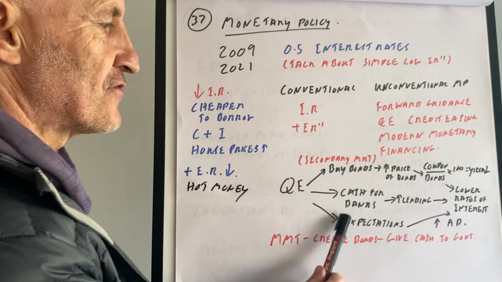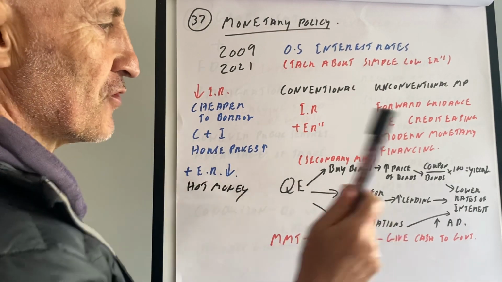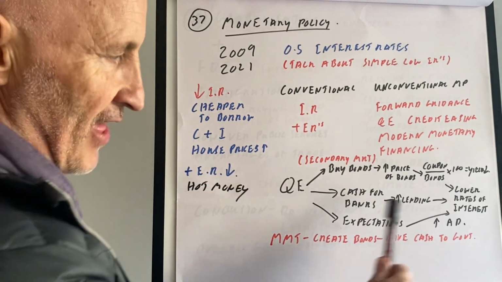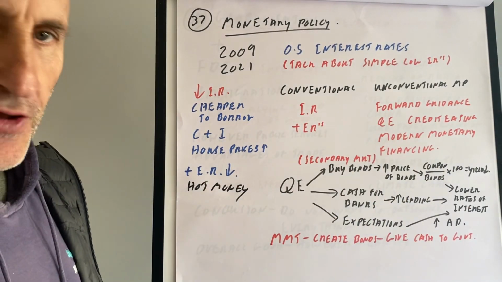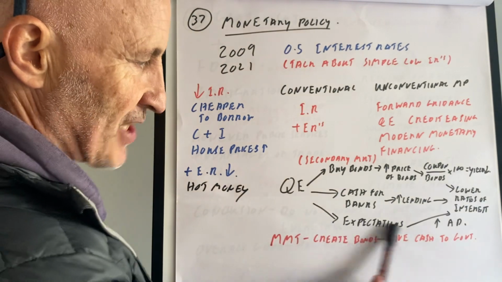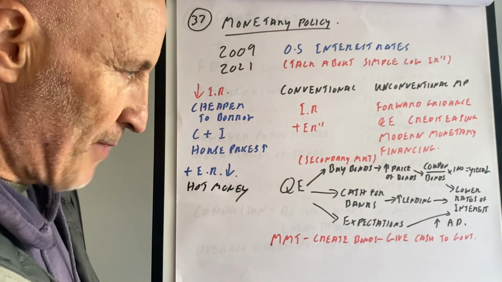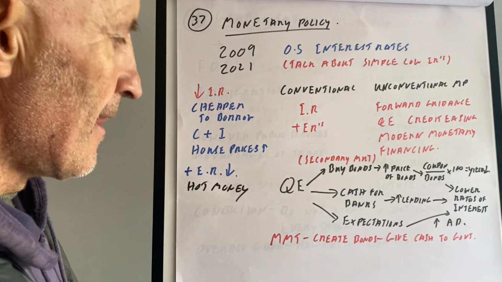Also QE, cash for banks. There's more cash for banks, so therefore there's more lending. There's more lending, so therefore that will also increase AD. And also if you print money or you give money to the banks, expectations will go up, that times are getting better again, so that will lead to an increase in AD.